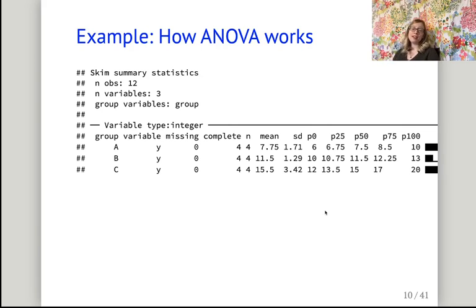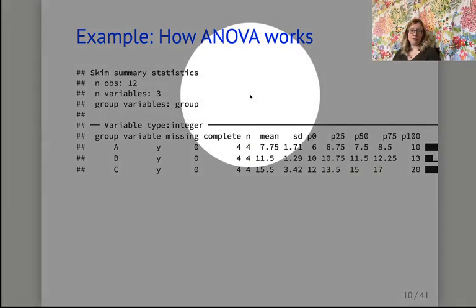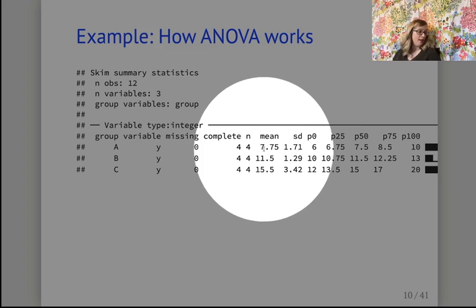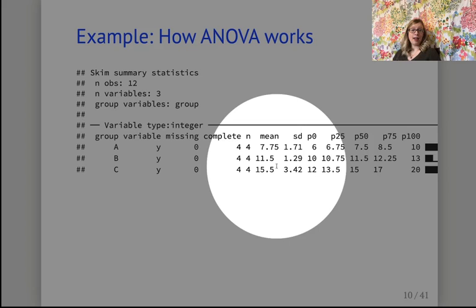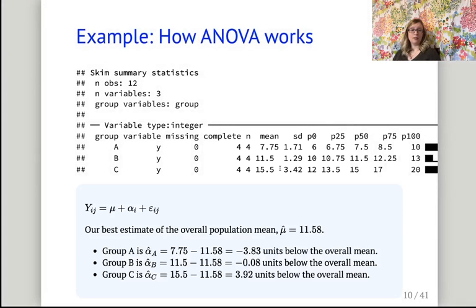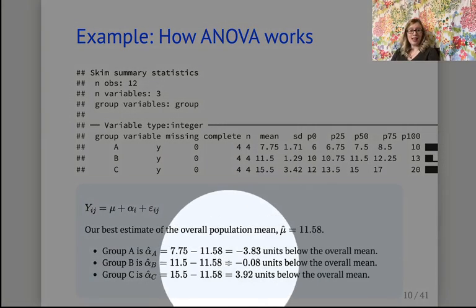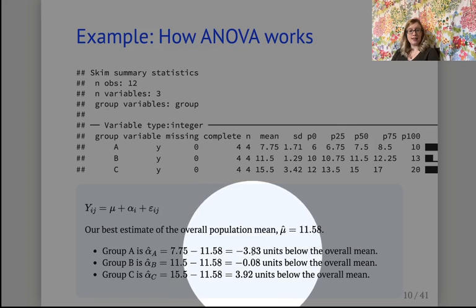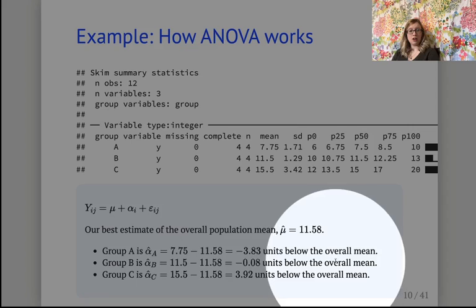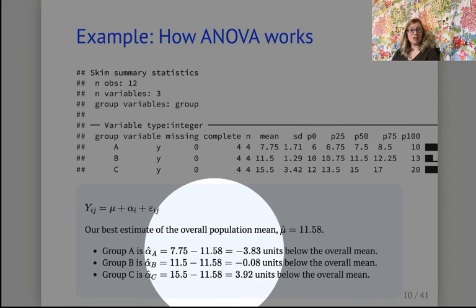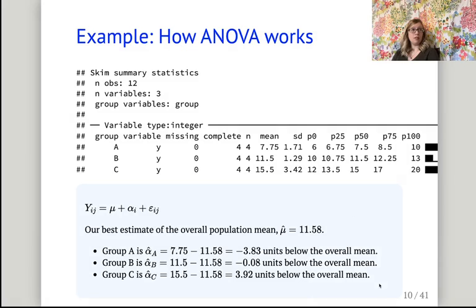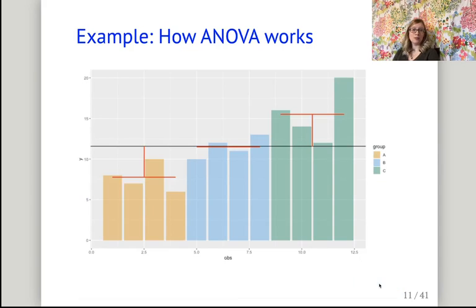To get the group effects, I'm going to take the average of each group. The average of group A is 7.75. Average of group B is 11.5. Average of group C is 15.5. And then I'll take the difference of those compared to the overall mean. Group A has a negative group effect. A is 3.83 units below the overall mean. Group B is also below the overall mean, but not much. Group C, this should say above the mean. So some groups will be below average, some groups will be above average.